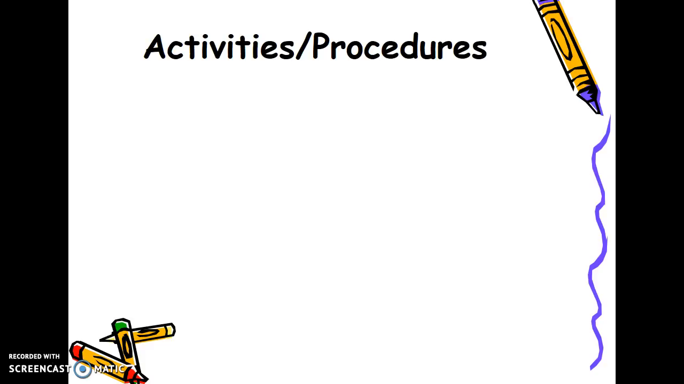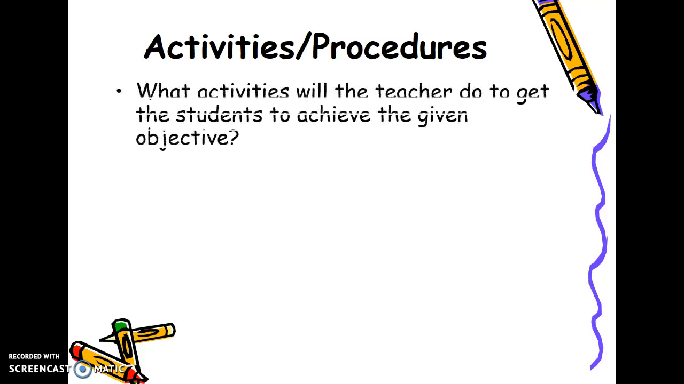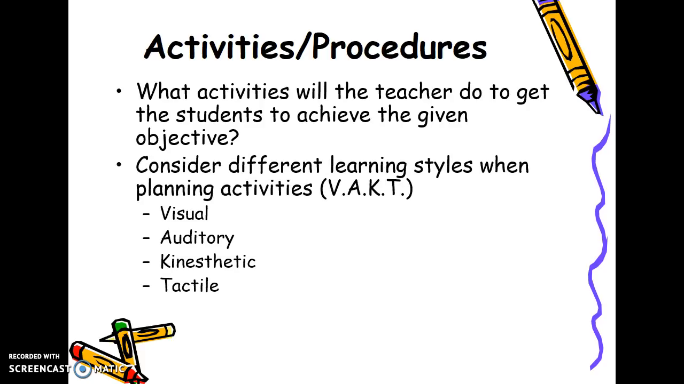This is where you actually have to teach. You are going to actually have to teach them something. You're going to pretend like your students know nothing. You're going to pretend like your peers know nothing about fractions or whatever TEK you are covering, okay? So what activities is the teacher going to do to get the students to achieve the given objective? And I want you to consider those different learning styles. Think about your visual learners, think about your auditory learners, think about your kinesthetic and your tactile learners, okay? So you can incorporate some of those learning styles at this point right here.